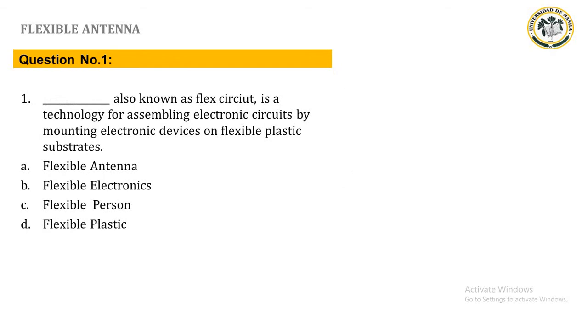Question number 1. Blank, also known as flex circuit, is a technology for assembling electronic circuits by mounting electronic devices on flexible plastic substrates. A. Flexible antenna. B. Flexible electronics. C. Flexible person. D. Flexible plastic. The correct answer is letter B, flexible electronics.